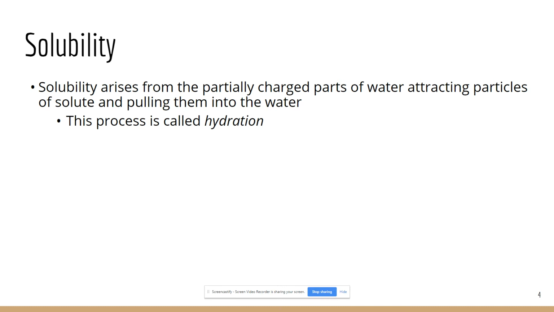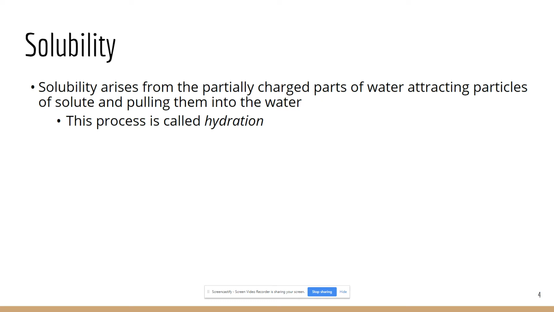Pause here. So solubility, if you did not already know, is just when something dissolves in something else. So it's forming a homogeneous solution, which is different from a suspension, which would be something that forms a heterogeneous mixture when it's all mixed together.